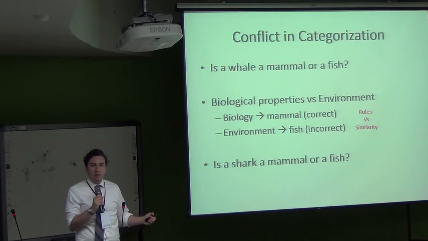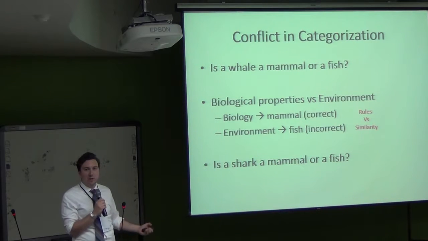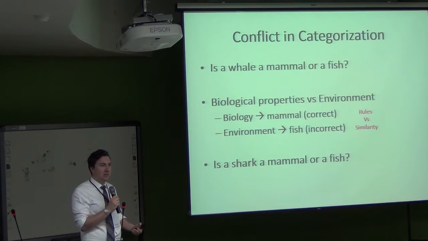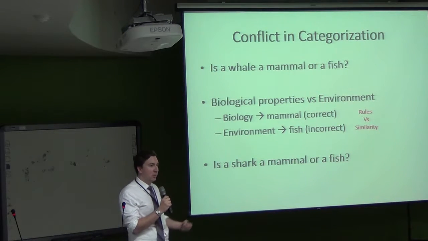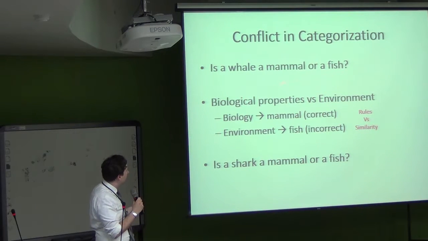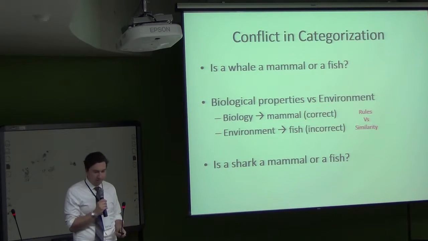It's easy to see these types of questions if you think about another question where in fact you have congruent properties which point you in the same direction. Is a shark a mammal or a fish? So both now the biological properties and the similarity to other things in the environment both point you to the correct answer. So in one case you've got incongruent or conflicting information, which makes this question hard. And here you have congruent information, which makes this particular question easier.